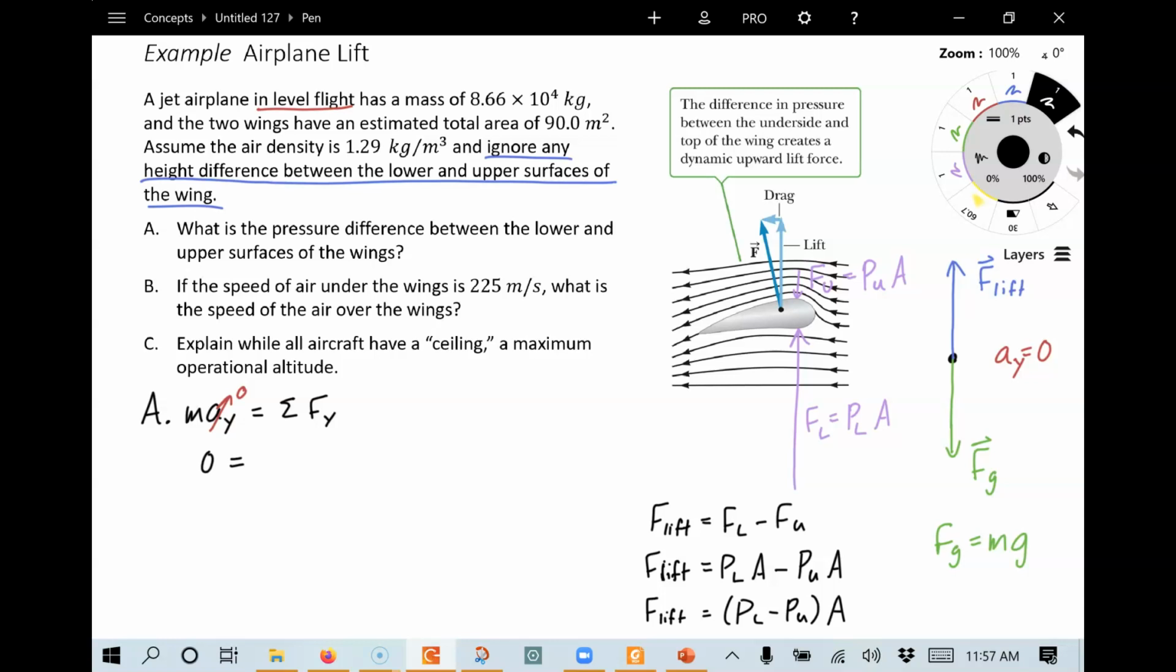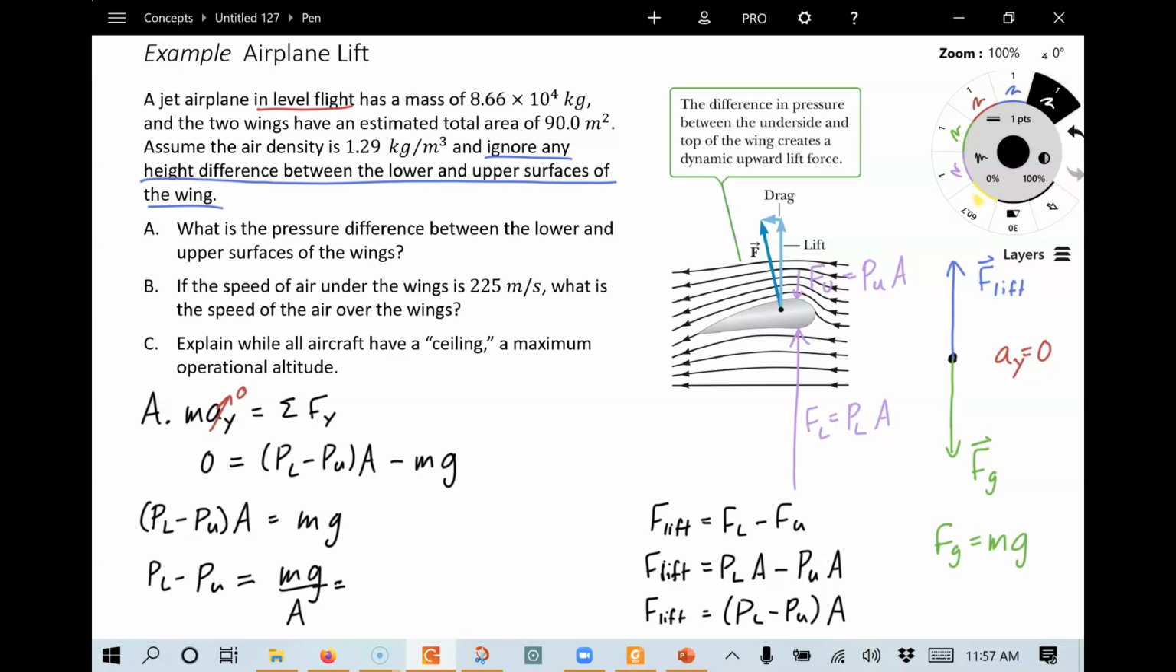And the two forces we have are the upward lift force, which we can write as PL minus PU, as we just saw. And we have the downward gravitational force, which is going to be plus or minus mg. Now when we do some algebra, we'll see that we can write this as PL minus PU times A is equal to mg. And finally, we can divide by A on both sides to solve for the pressure difference between the upper and lower portions of the wing.